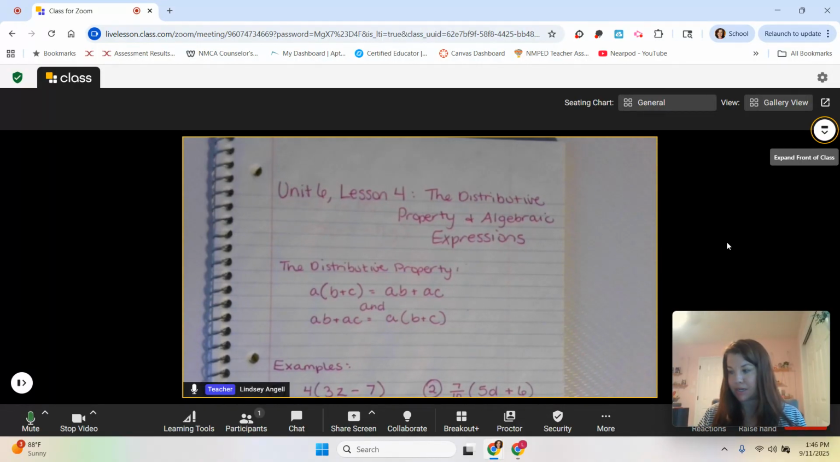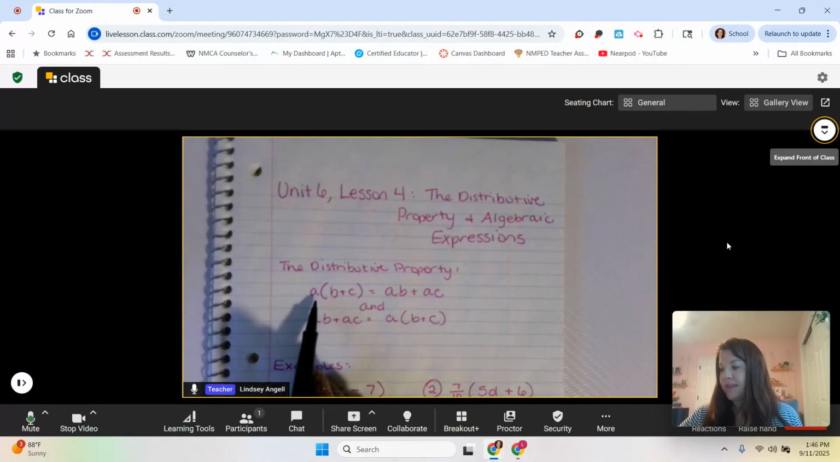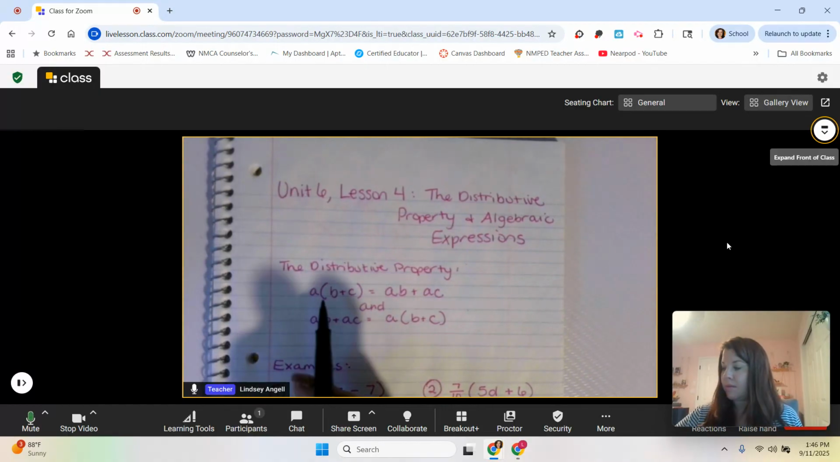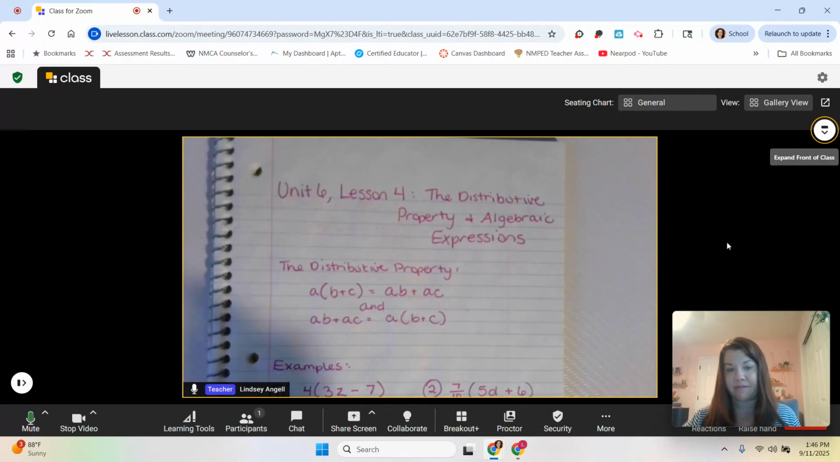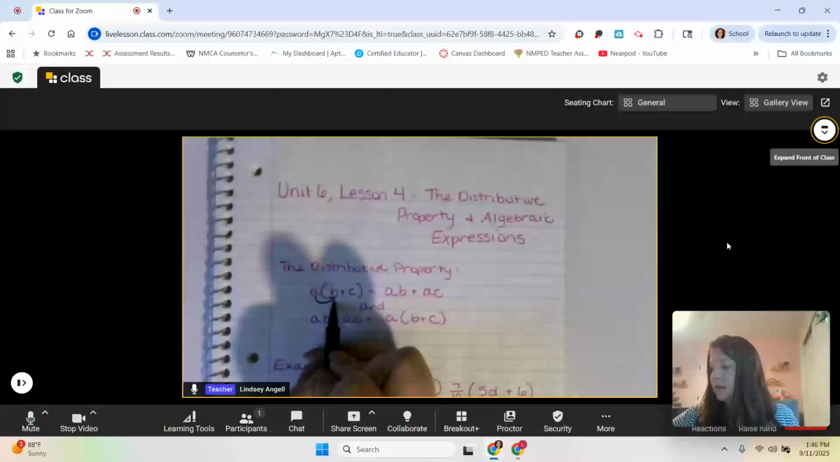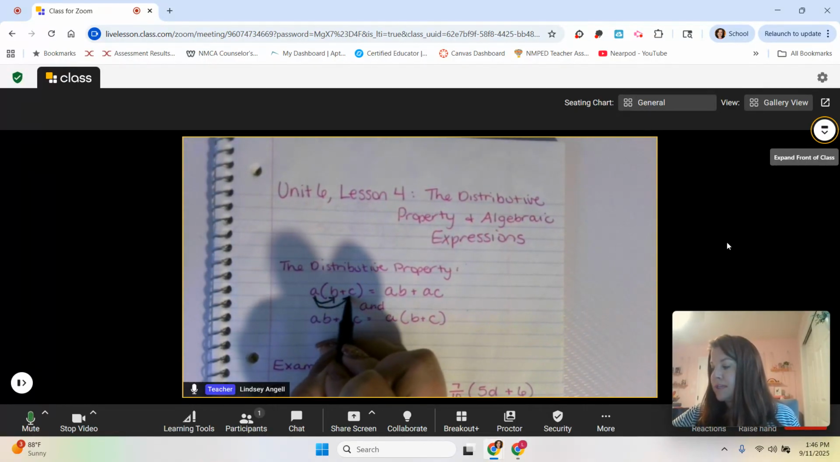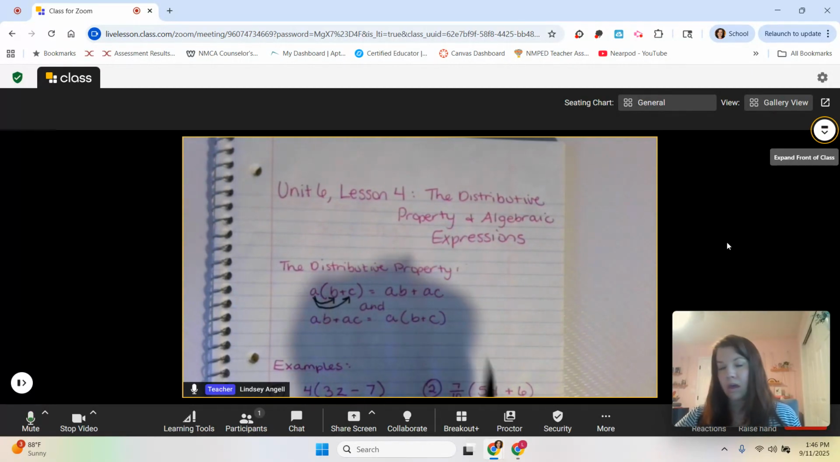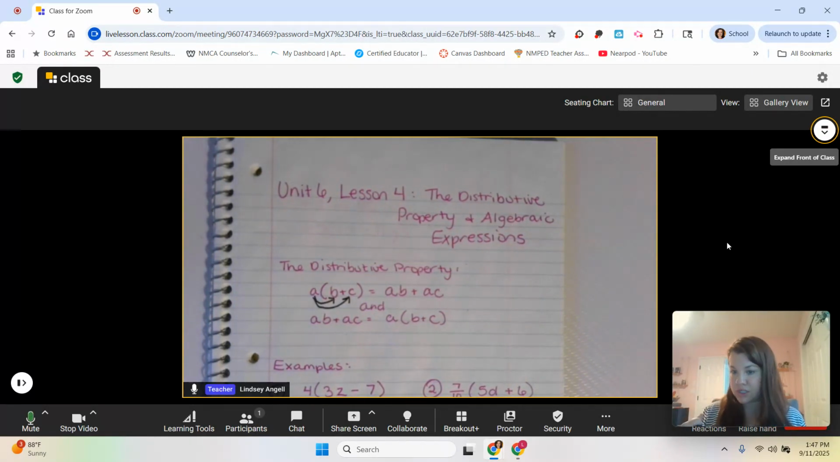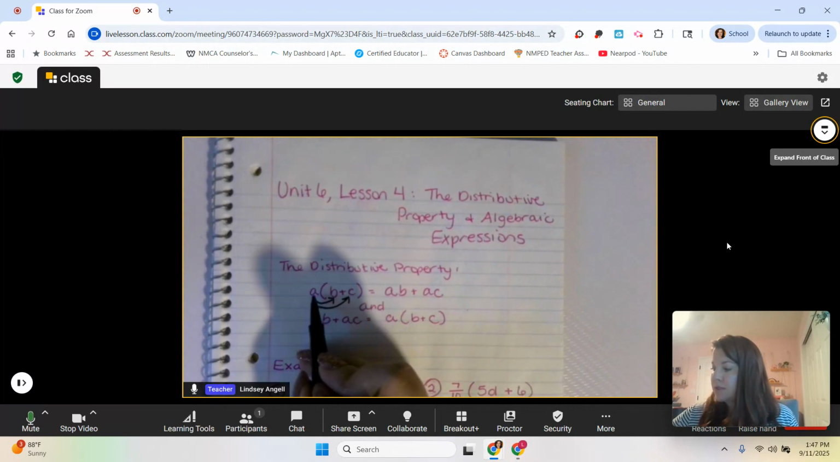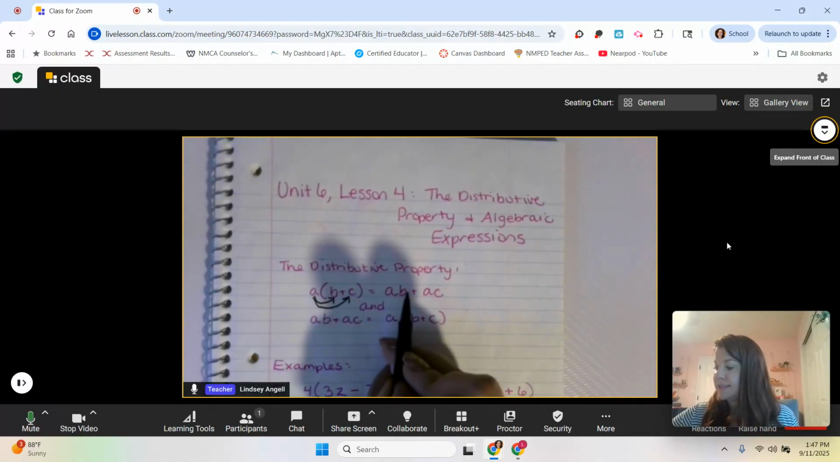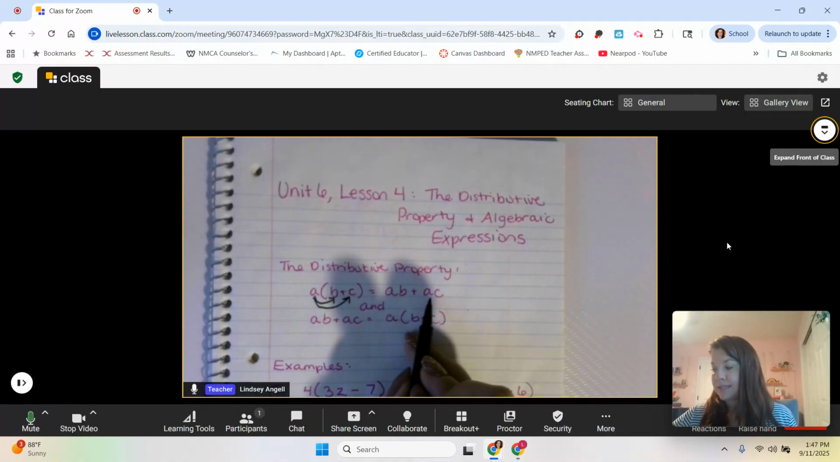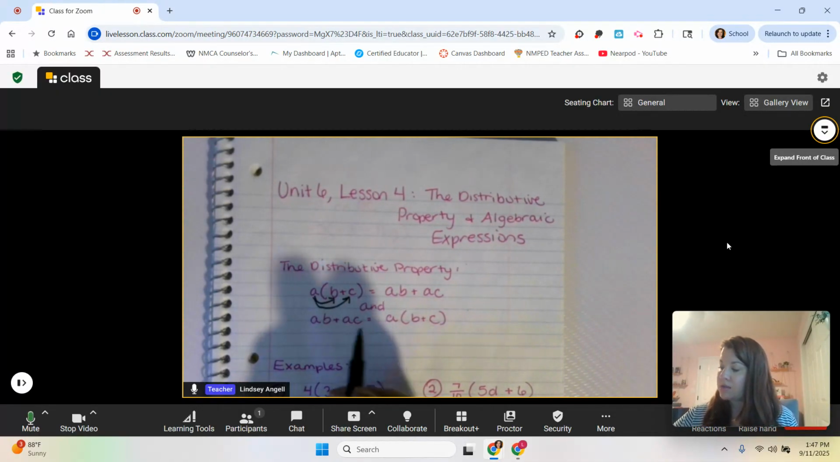Okay, so as a reminder, the distributive property tells us that if there is a number, or in this case a variable, being multiplied by a set of parentheses, you have to distribute it, or give it to everything inside of the parentheses. They refer to this as the distributive property of multiplication over division. In this case we're distributing the A into the B and the C, giving us A times B plus A times C. We can also go the opposite way.